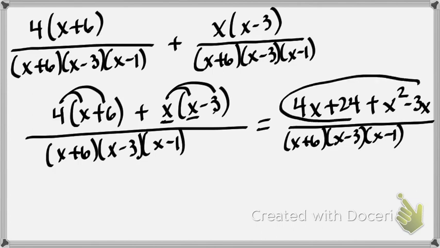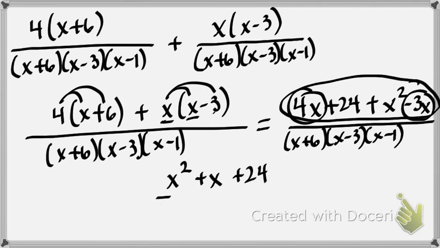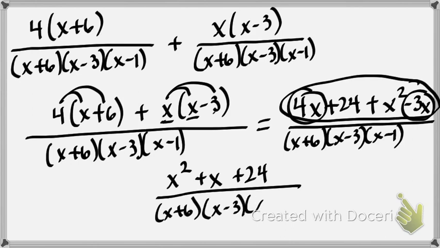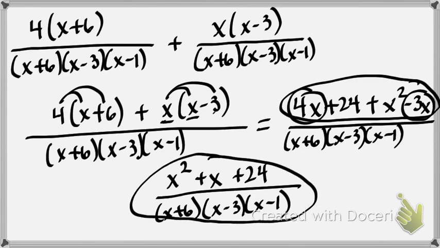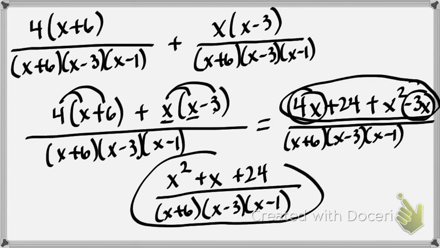Now on the numerator, we're going to see if we can simplify that and then just put things in order so it looks nice. So we have x squared. There's no like terms with x squared, but we do have a 4x and a negative 3x, which would create a plus 1x, but again, we don't have to write that 1. And then we have the plus 24. And then we have x plus 6, x minus 3, and x minus 1. And with that, that is our final answer. Let me circle that a little bit better here. And that would be our final answer.